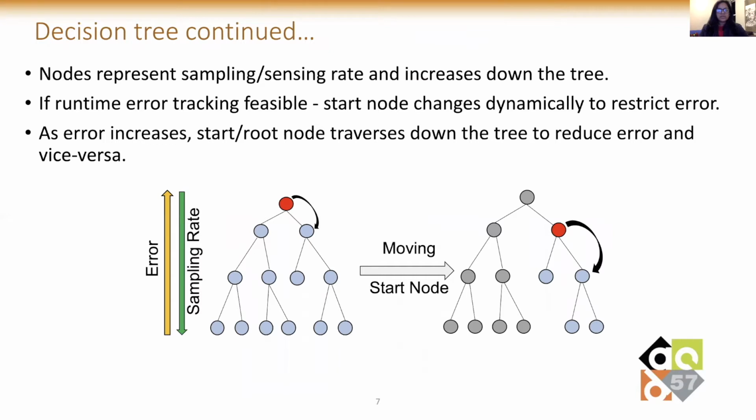The nodes of the decision trees represent the sampling rate, which increases down the tree. If the application supports runtime error tracking, we move the start node dynamically to restrict error. The start node traverses down the tree as error increases and vice versa.